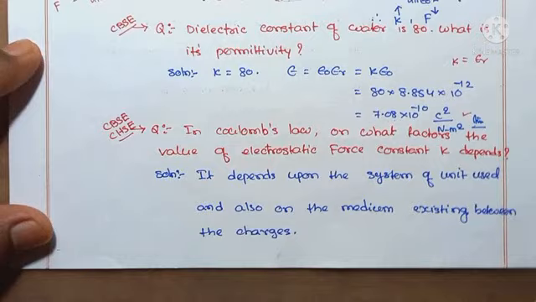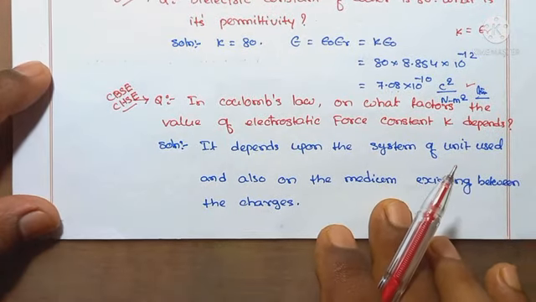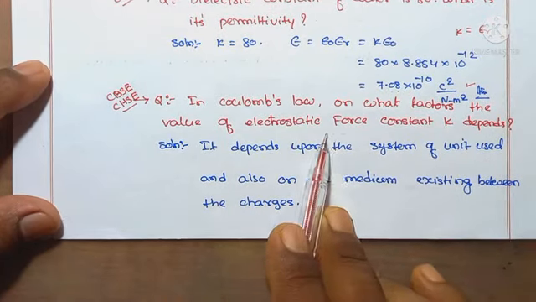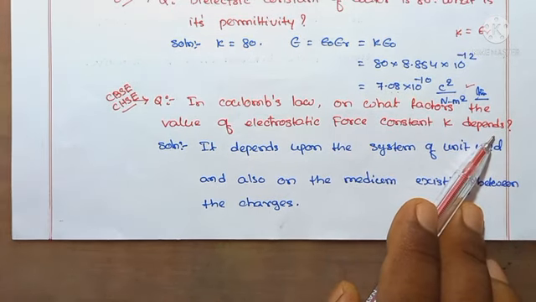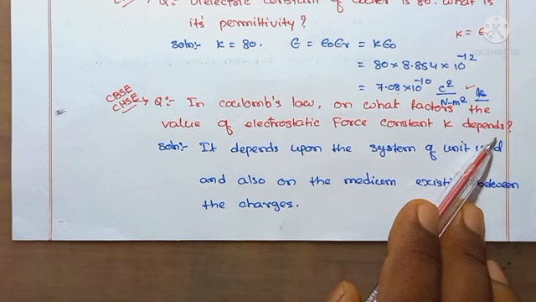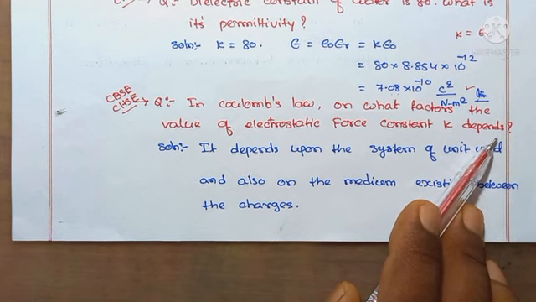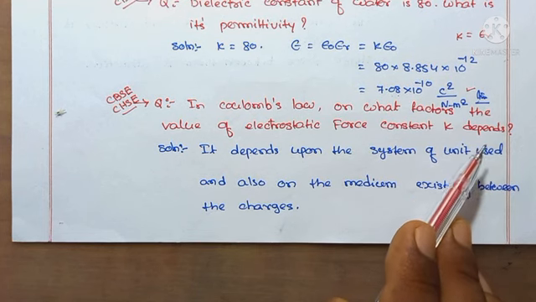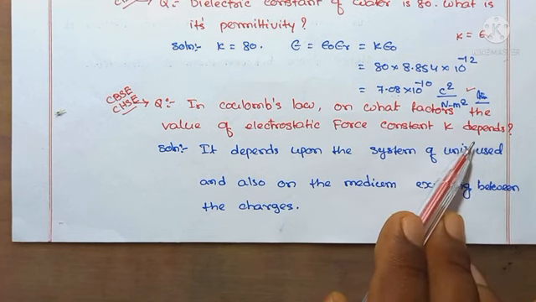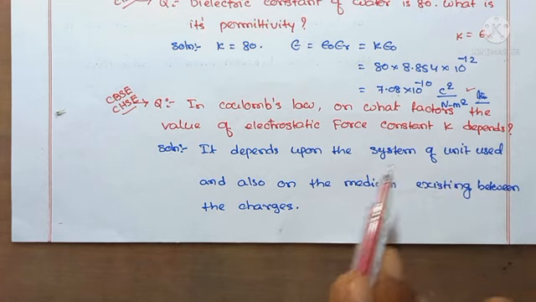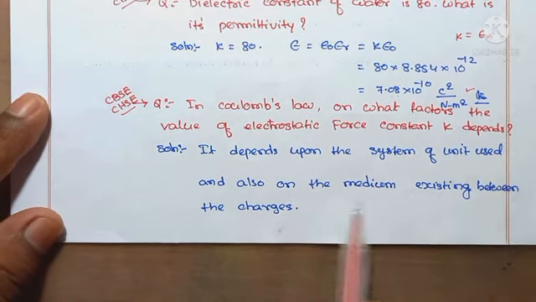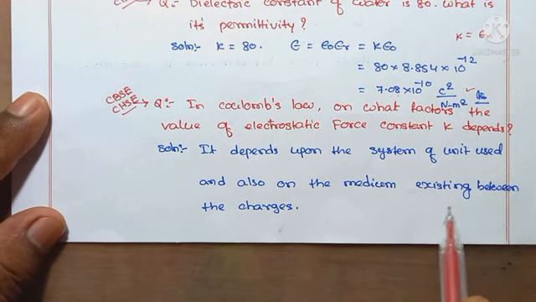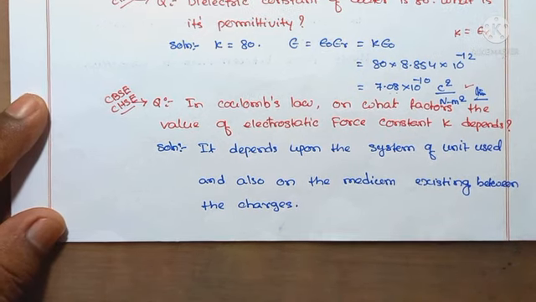In Coulomb's law, on what factors does the value of the electrostatic force constant k depend? In Coulomb's law, on what factors does the value of the attraction or repulsion force constant k depend? It depends upon the system of units used and also the medium between the charges.